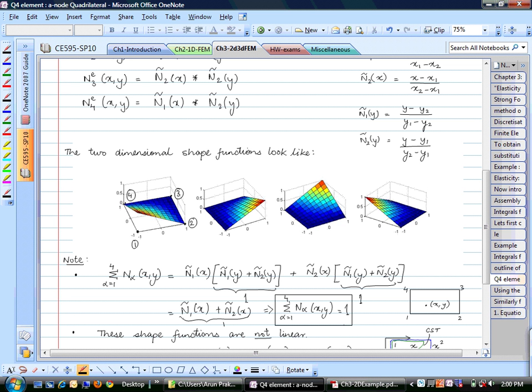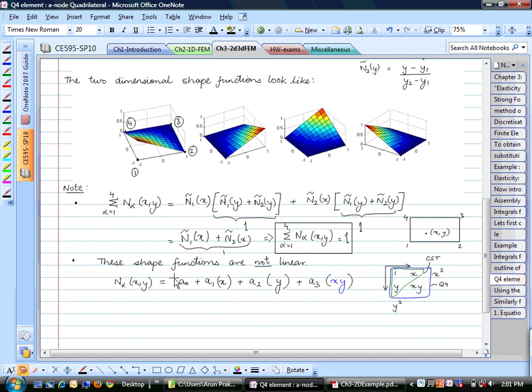You can enrich your shape functions. You can add more shape functions on top of this, but as long as there is a basis in the finite element shape functions that you've chosen that satisfies this property, then your finite element basis is called complete, and that helps you in convergence. If your basis is complete, then as you refine your finite element mesh, you can expect that your solution will approach the exact solution. Okay.